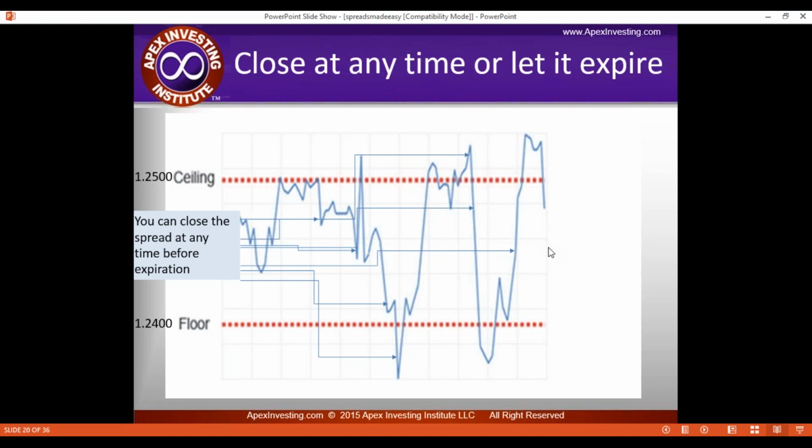I lost $5. $1 a pip. What happens if I bought a binary for $85 right here? But the market expired 5 pips below the binary strike price. How much did I lose on that $85 binary? Yeah, I lose it all. Right, I lost $85. Okay, so you see the difference there? What if I bought a binary? Okay, let's look at something here.